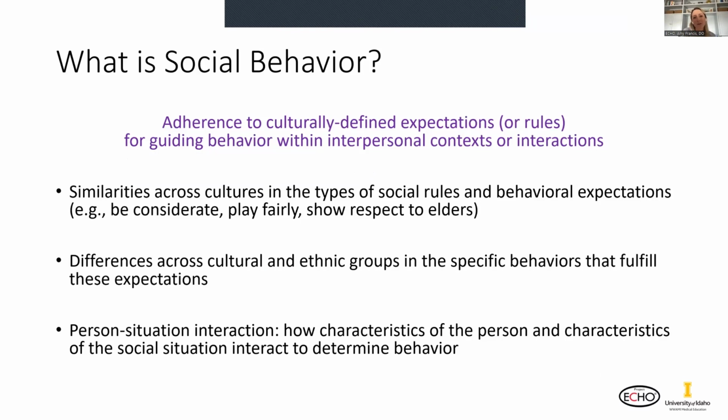So what is social behavior? If we look at the definition, it's adherence to culturally defined expectations or rules for guiding behavior within interpersonal contexts or interactions. There's certainly similarities across culture in the types of social rules or social norms. Most cultures will teach their children to be considerate, to play fairly in sports or board games, show respect for grandparents and elders. But there's also significant differences across cultures and ethnic groups. When we think about salutations or greetings, in some cultures you kiss, in some cultures you shake hands, in other cultures you bow. So there are definitely differences.